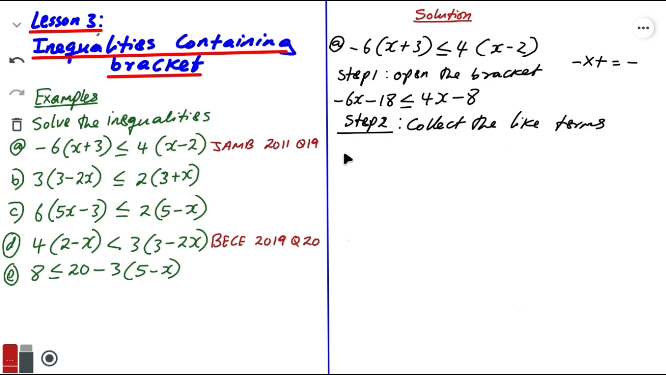So let's collect the like terms now. We have minus 6x. Don't forget the rule. Less than or equals to minus and plus. When minus crosses this border, it changes to what? To plus. And when plus crosses this border, it changes to minus. So we have minus 6 minus 4x. I'm moving this now to the left hand side. Less than or equals to minus 8. I move this to the right hand side to change it to plus 18.